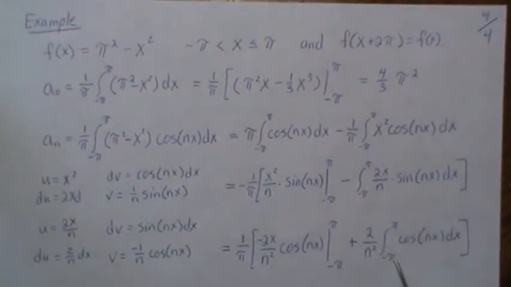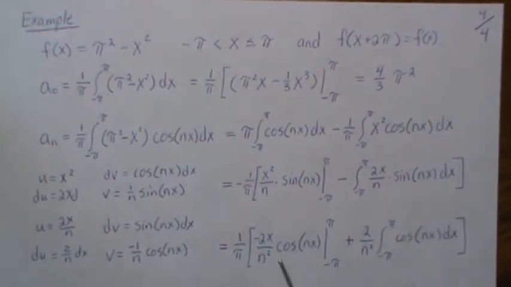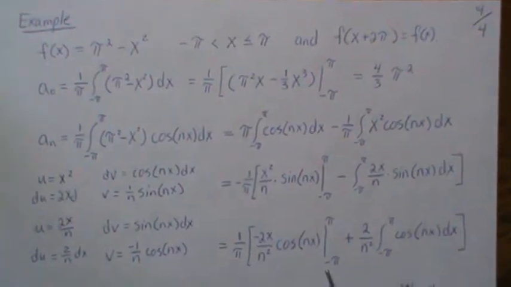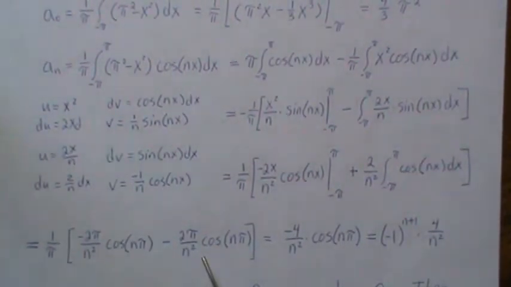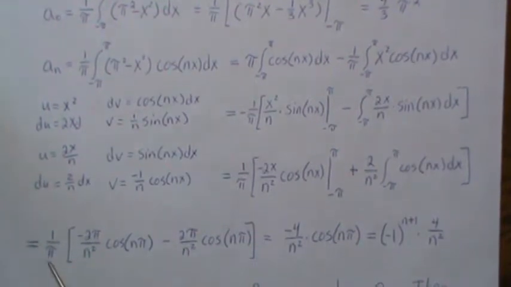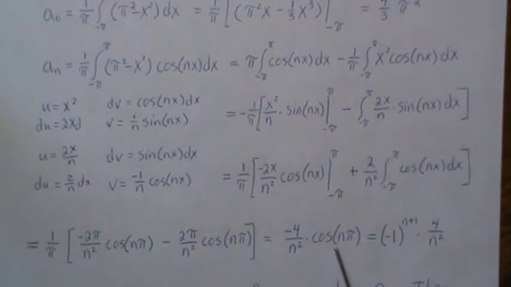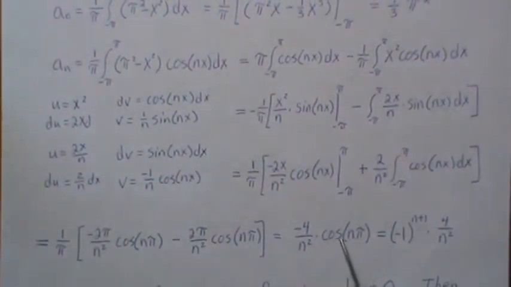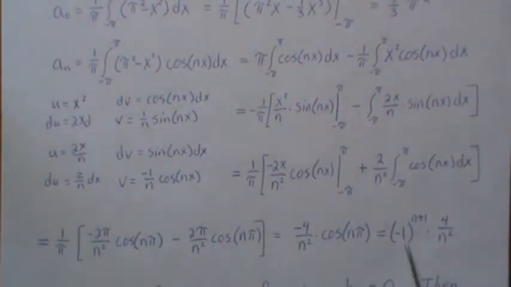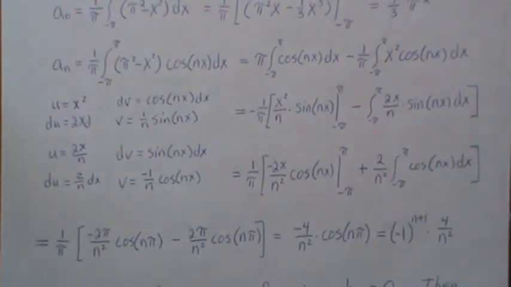And now this integral is actually orthogonal to 1, so this is going to be 0. And we look at this. So now we evaluate this at pi and negative pi, and we get this, and then the pi cancels, and we get this. And then for different values of n, so 1, 2, 3, it's either 1 or negative 1. And based upon n, we get this value. It's minus 1 raised to the n plus 1 times 4 over n squared.